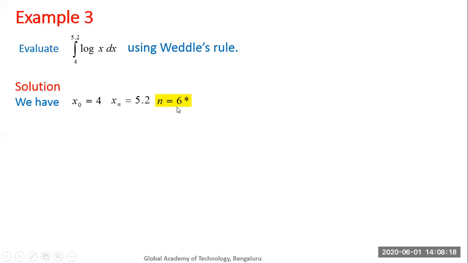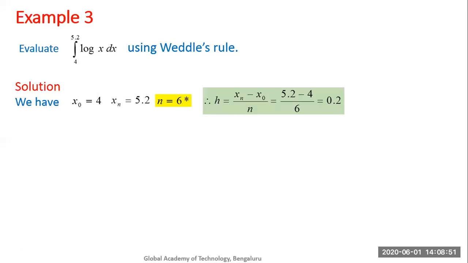If I take n equal to 6, you can try the same example with n equal to 12 also. Whenever n is not given, for Weddle's rule I take n equal to 6. Even for Simpson's 3/8 rule, I take n equal to 6 because 6 is also a multiple of 3. And for the 1/3 rule also I take n equal to 6 because 6 is an even number. So whenever n is not given, I choose n equal to 6. But for this example, since n should be a multiple of 6, I take n equal to 6 itself.